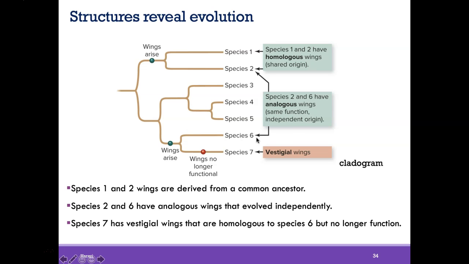Species 7 also has wings, but they no longer function. Right? The wings are no longer functional at a certain point. So this tells us that the wings are vestigial. And again, if I just looked at species 7 and I see that it has certain wings that look like species 6, but they're vestigial, that tells me that species 7 and species 6 shared a common ancestor. So by looking at anatomy, this gives us clues about at which point these different organisms diverged.